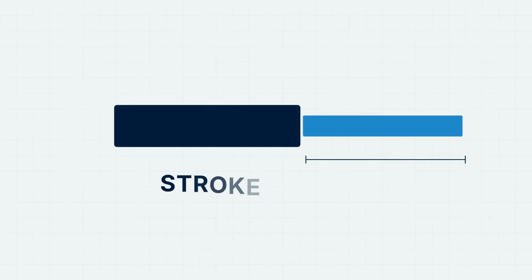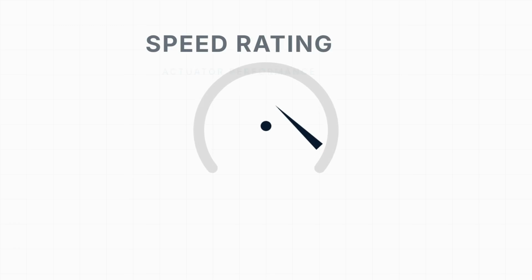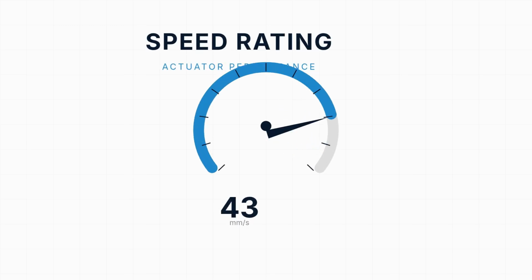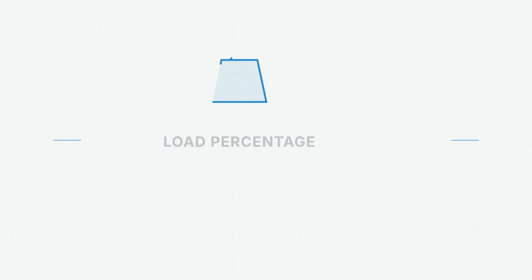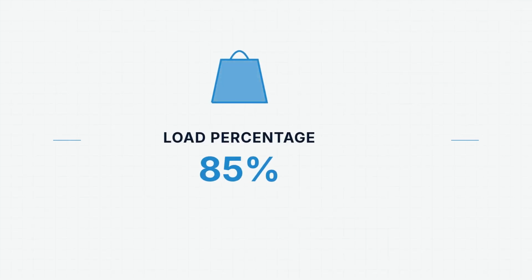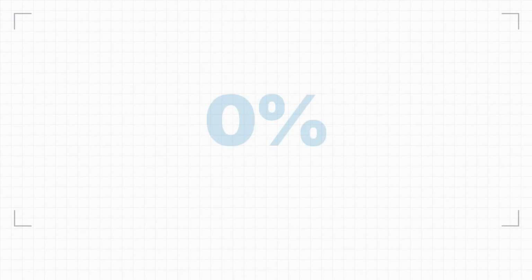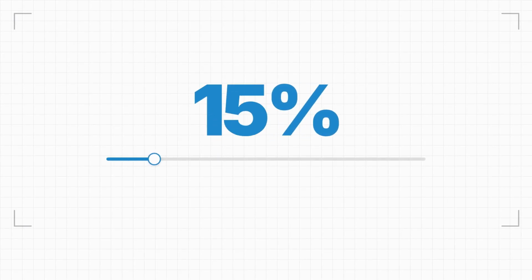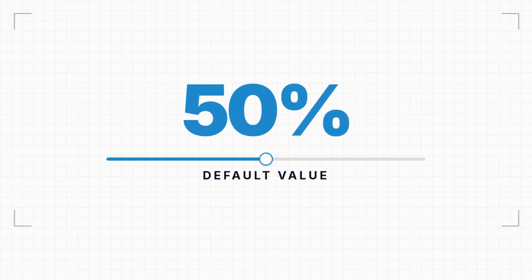First is stroke length, where you enter the total distance your actuator travels. Next is speed rating, where you input your actuator's rated speed. The third field is load percentage, which affects retraction speed. This represents your load as a percentage of maximum capacity, with a default value of 50%.